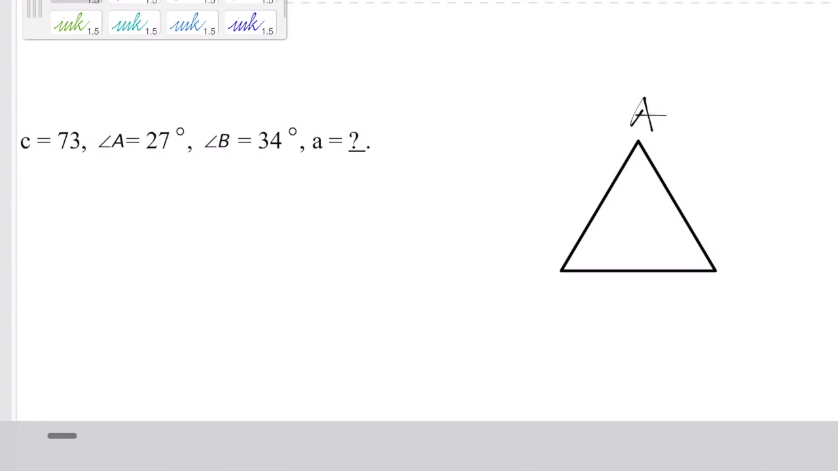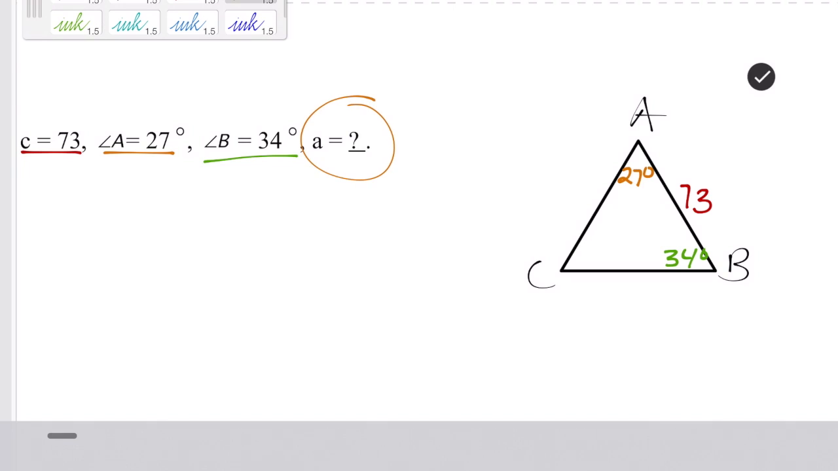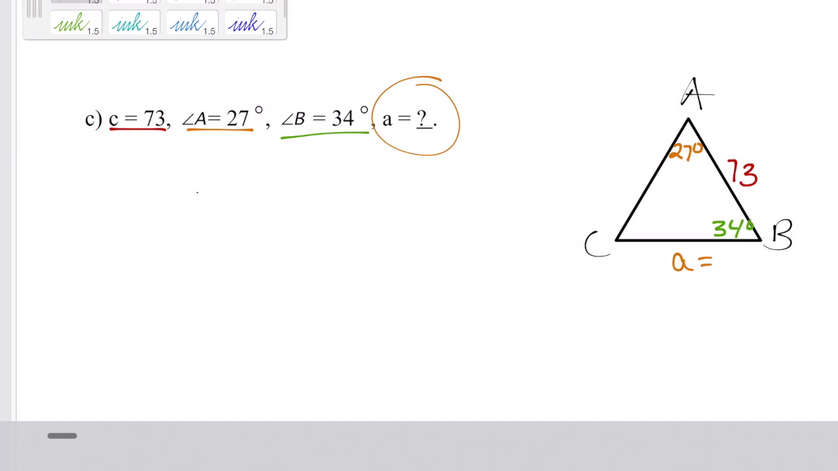Alright, so I've got A, B, and C. They've told me that side C is 73. And they tell me that angle A is 27 degrees. And angle B is 34 degrees. And they want us to figure out what side A is. Now, in order to use the law of sines, if I want to figure out what A is, I need to have sine of A. So I have sine A, 27 degrees, over side A.